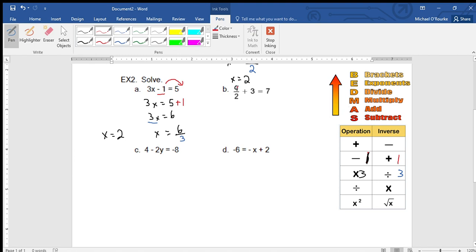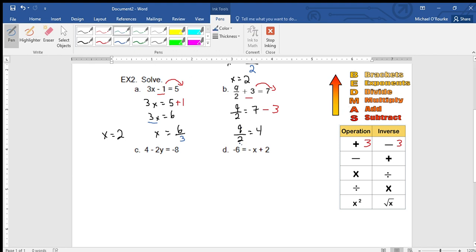So we have q over 2 plus 3 equals 7. So we have an addition first. So let's move that over here first because we're working backwards. So this is going to equal q over 2 equals 7. We had a plus 3. So when it goes over, it's going to become a minus 3. So that's going to leave us with q over 2 equals 4.